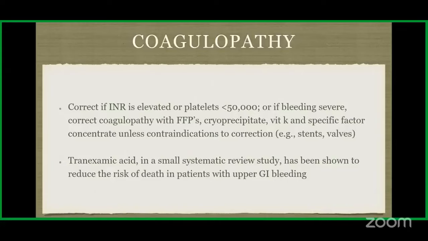If INR is raised and platelets are low, like we've already discussed, platelet transfusion has to be done, FFPs have to be given, and vitamin K has to be given if INR is raised, if there's any coagulopathy there. Tranexamic acid: it doesn't stop bleeding as such, but studies have shown it to reduce the risk of death in patients with GI bleed.